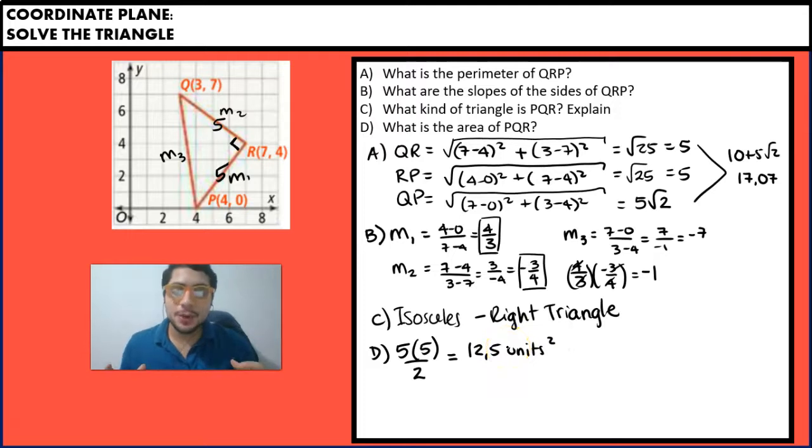So very basic formulas, but we have to remember the concepts of perpendicular lines and parallel lines whenever we are solving polygons in the coordinate plane. And that is pretty much it for today, guys.